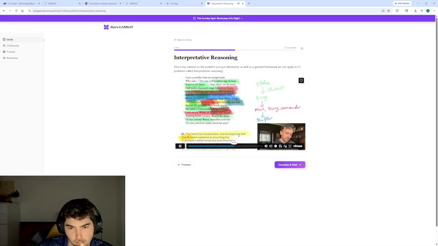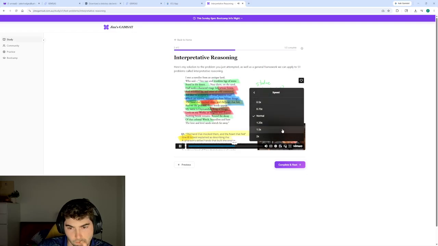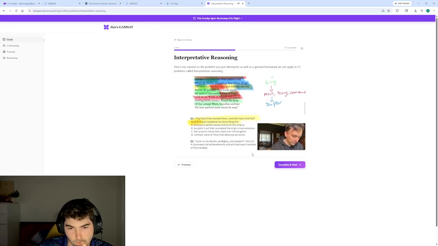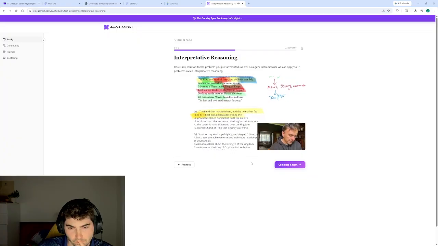And if it absolutely fits, if everything aligns, you can take that more explicit meaning, which is that it's just mocking the sculptor. So that's our opinion that we have, and then we're just comparing that to the answer options. So is it the pharaoh's skilled hands that built the empire? Well, no, that's ignoring some of the implicit clues, I think. So I don't think it's A. Is it mocking the sculptor's art that recreated the king's cruel emotions? I think that looks quite good. The tyrannic hand that ruled over the kingdom.